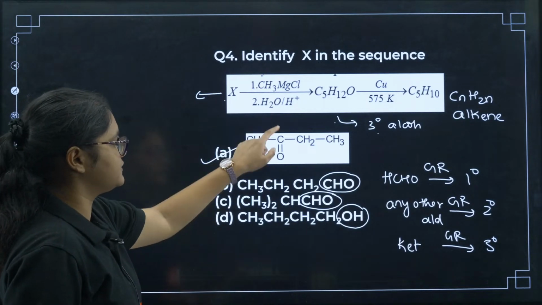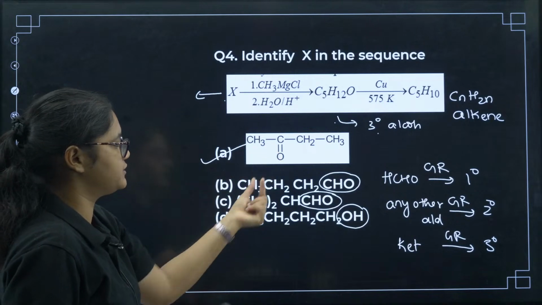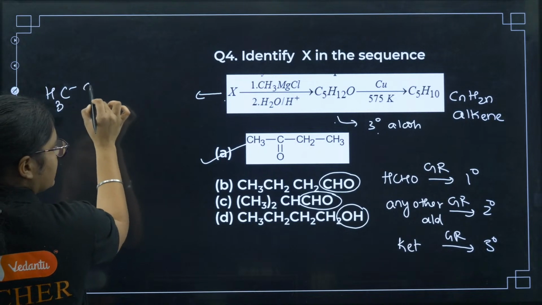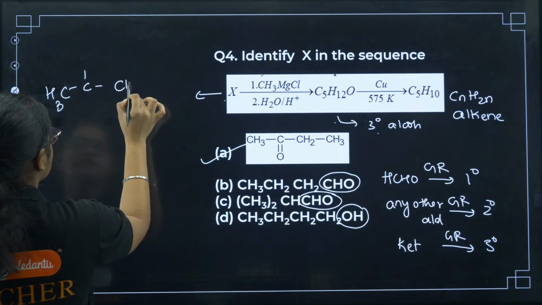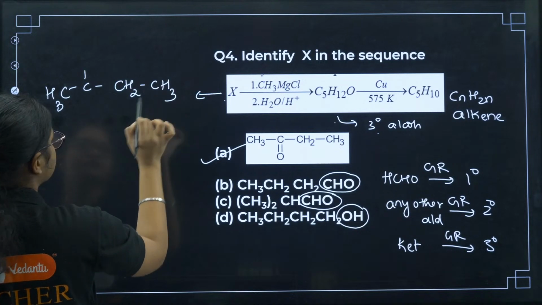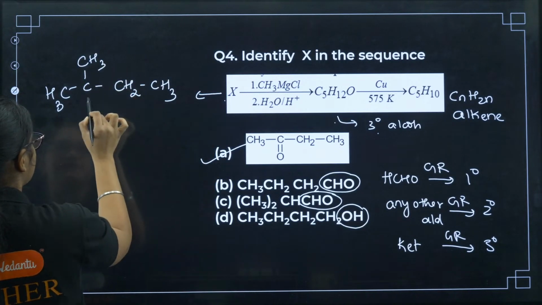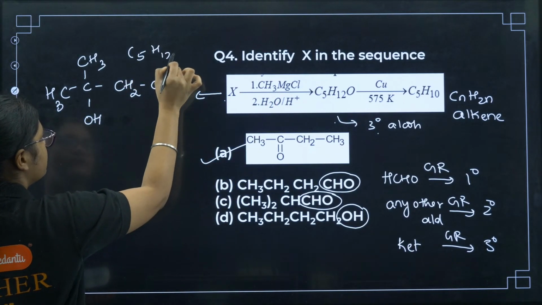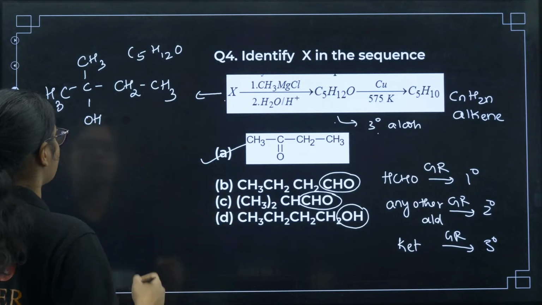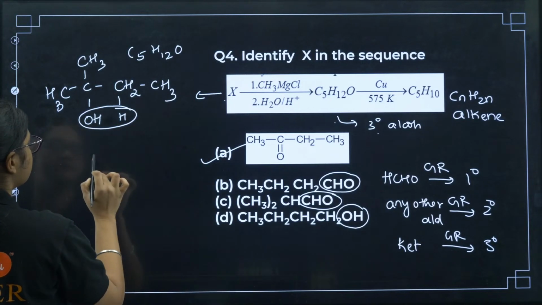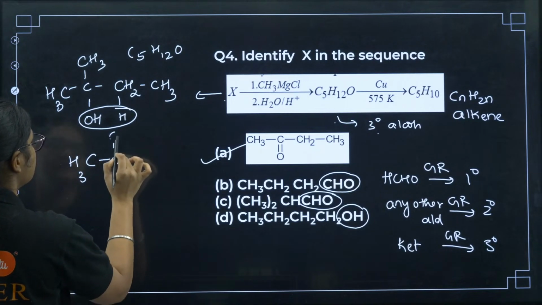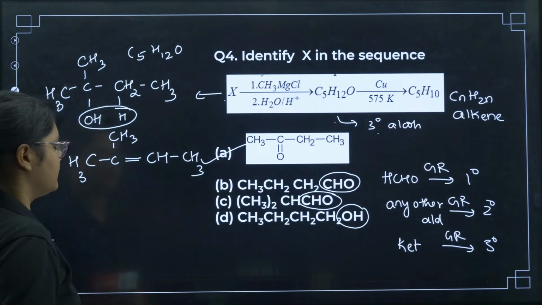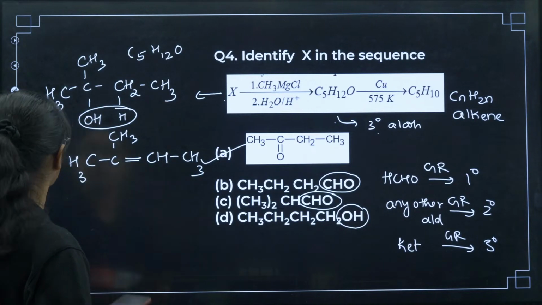If you take the ketone, the CH3 group will be attached, then OH will form. So what will be your first product? The C5H12O will be CH3, C, CH2, CH3, then here I am adding CH3 and this one will become OH. This is your product, C5H12O. After that, when you heat it with copper, what will happen? Dehydration occurs and you will get CH3, C, CH3, double bond, CH, CH3. That will be the product. Yes, 4 is A, all of you are correct.